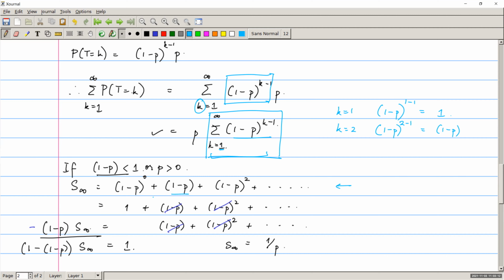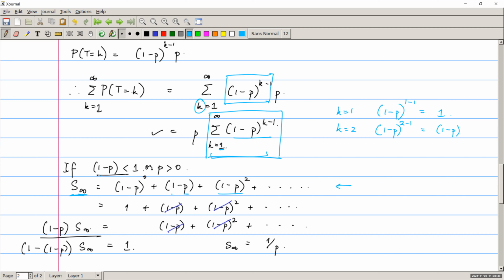This term is 1 minus p times 1. 1 minus p squared is 1 minus p times 1 minus p. 1 minus p to the k is 1 minus p times 1 minus p to the k minus 1. Every term is 1 minus p times the prior term, and that is what we exploit to do the summation. How do we exploit that? Let s infinity be the sum of all these terms. This sum will exist so long as 1 minus p is strictly less than 1.